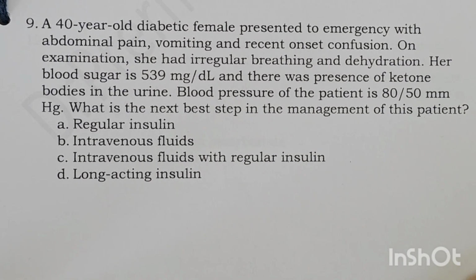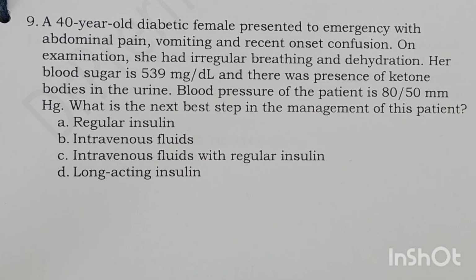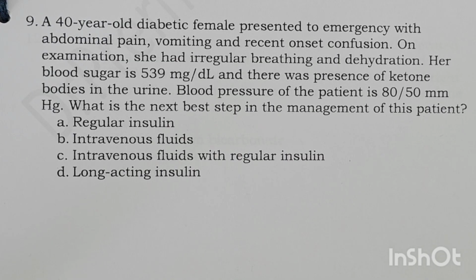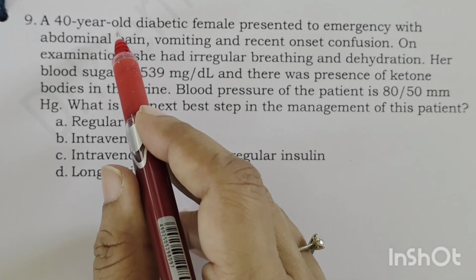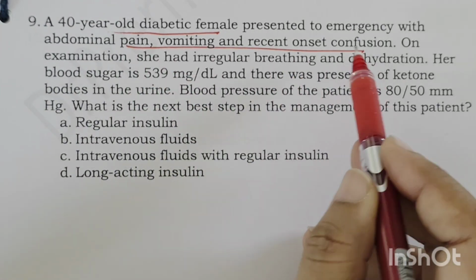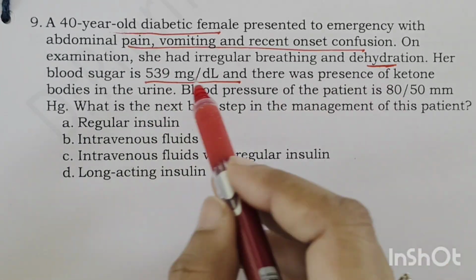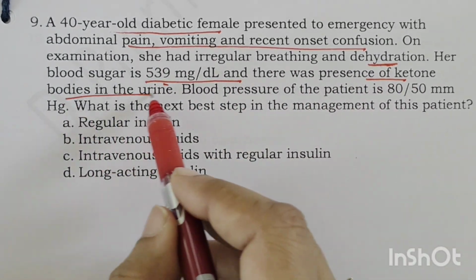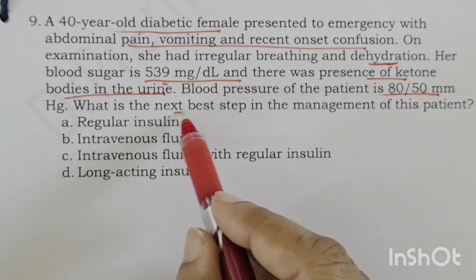Next, a 40-year-old diabetic female presented to the emergency department with abdominal pain, vomiting, and recent onset of confusion. On examination, she had irregular breathing and dehydration. Her blood sugar is 539, with presence of ketone bodies in the urine. Blood pressure is very low. What is the next best step in the management?